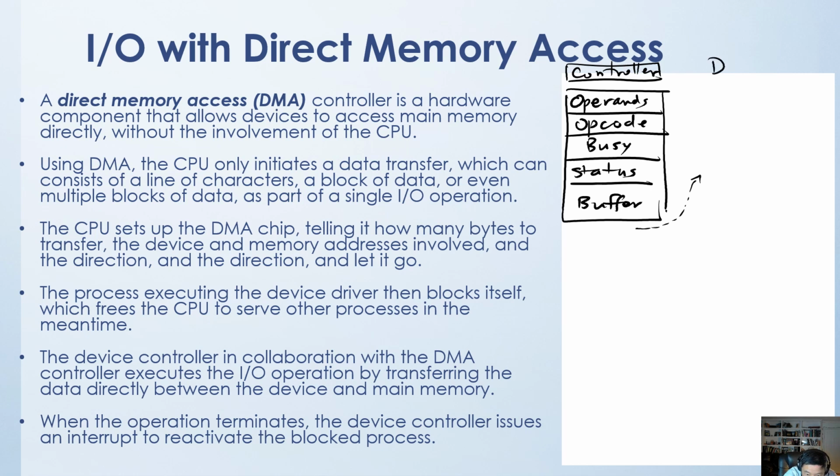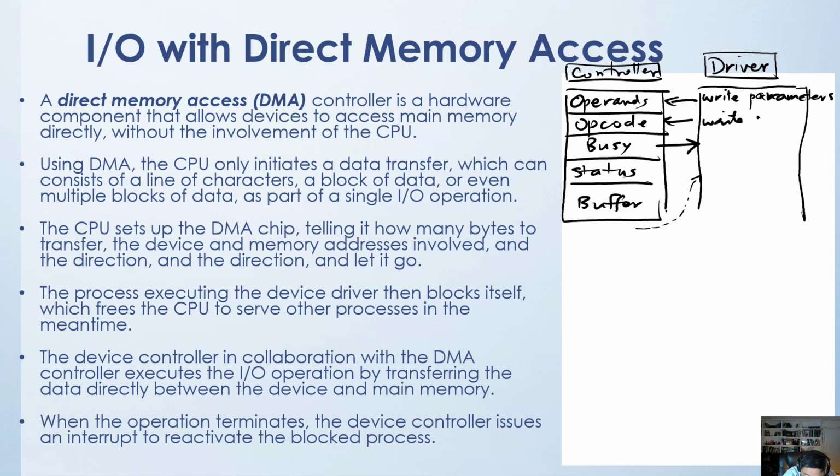In order to perform the operation, the CPU is going to run a process. This process is going to actually run the driver. The first thing the driver is going to do is check the busy register to see whether it's really busy, and it says, oh, I'm idle. So then the driver is going to write the parameters, which include the memory addresses and other related information to the operands, and then write the opcode.